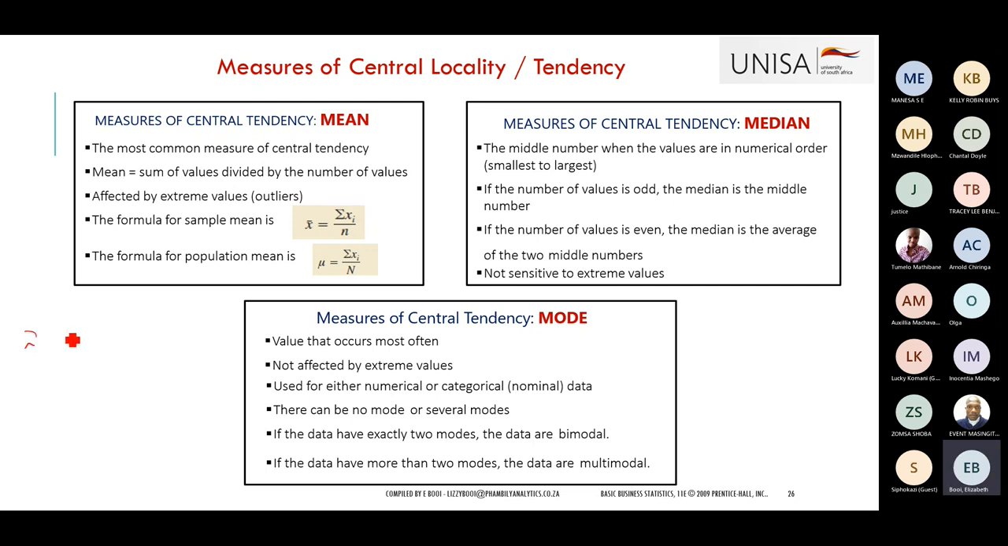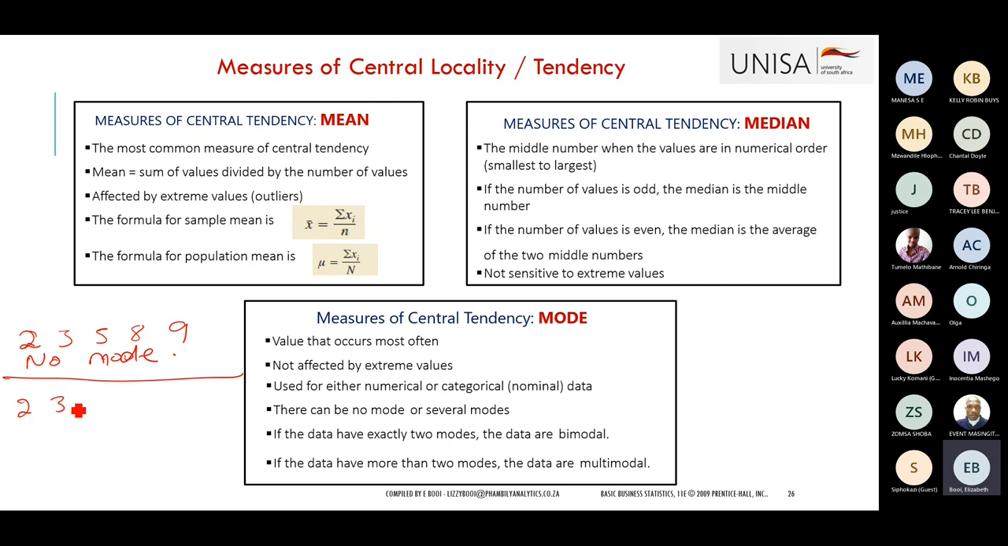If I have 2, 3, 5, 8, and 9, this data of mine, there is no number that appears more than the other number, so therefore, there is no mode on this data set.